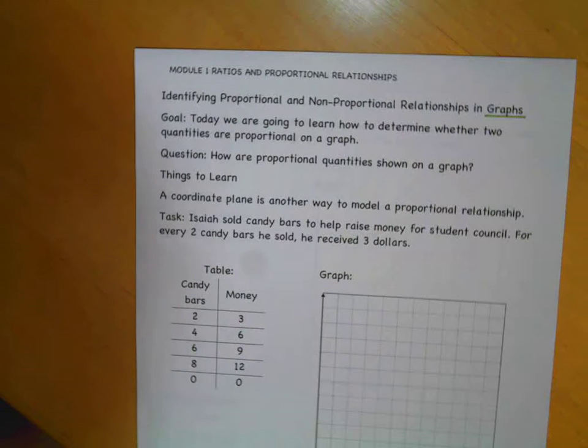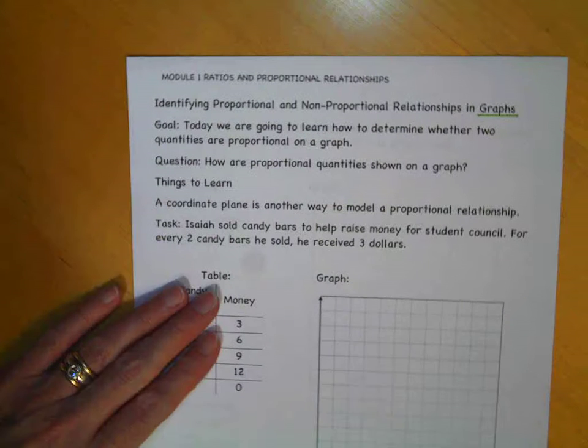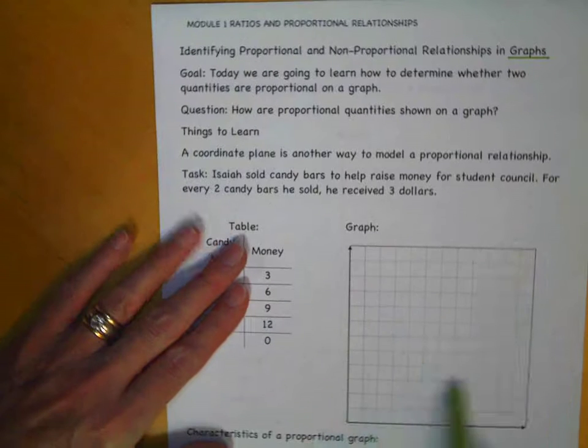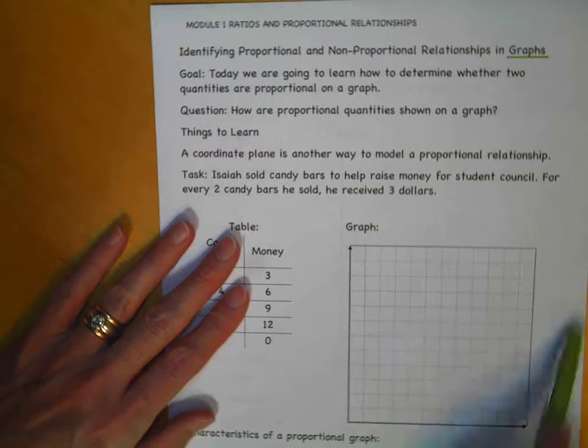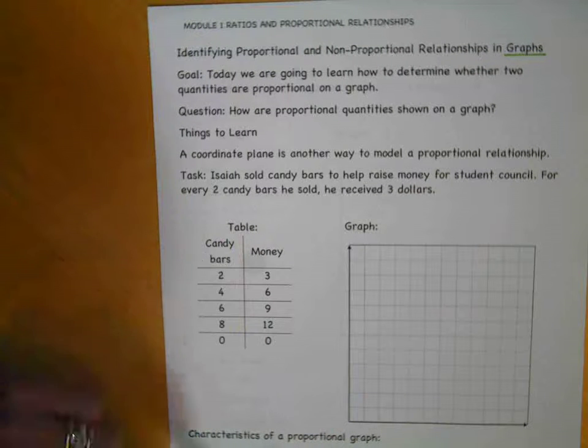But things to learn: a coordinate plane is another way to model a proportional relationship. This right here is a coordinate plane. A coordinate plane is a fancy name for a graph, okay? And the task that we're going to be talking about is: Isaiah sold candy bars to help raise money for student council. For every 2 candy bars he sold, he received $3.